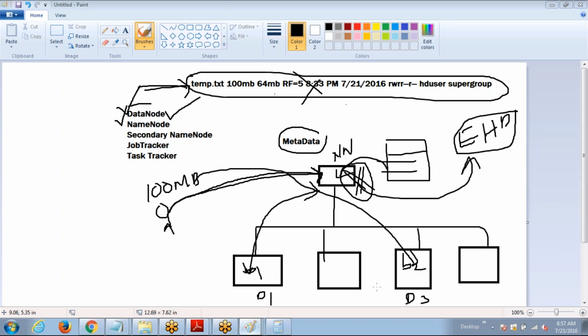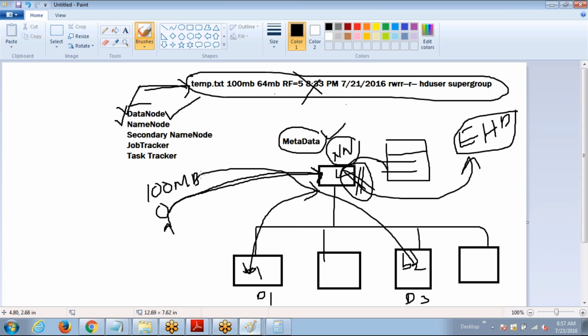This block is here and this block is there on data node 3, that information will again be stored in your metadata, in your name node. So indirectly your name node is the one which is going to maintain which block is there in what data node. That kind of information will be indexed in your metadata only. In terms of processing, what data node is processing what block, we are going to discuss when we discuss the job tracker. In terms of storage, your metadata is the one which is going to have this kind of index.